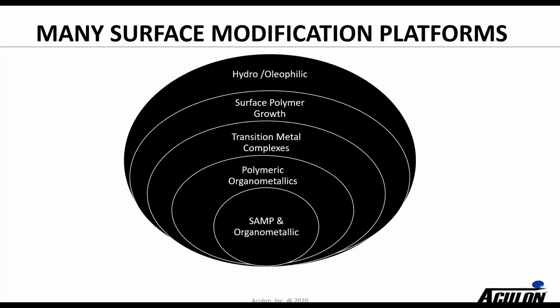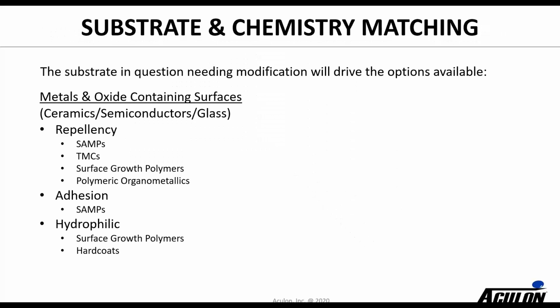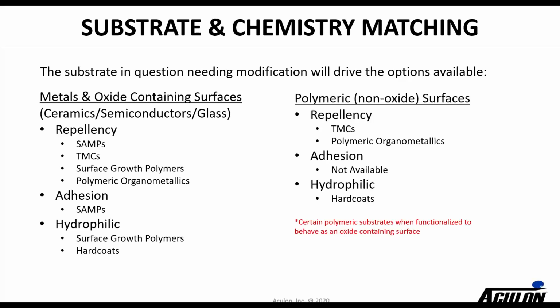And so what we do with that suite of technologies is we try to match the chemistry to the substrate. In the evaluation of a project, we'll be looking at what the substrate needs. In some cases, we'll be looking at if it's metals or oxide containing surfaces. We have a variety of treatments that can create repellency or create adhesion or create a hydrophilic layer. And even for polymeric, non-oxide related surfaces, we have some options as well. So we try to match the substrate requirement with a different type of chemistry to functionalize that.